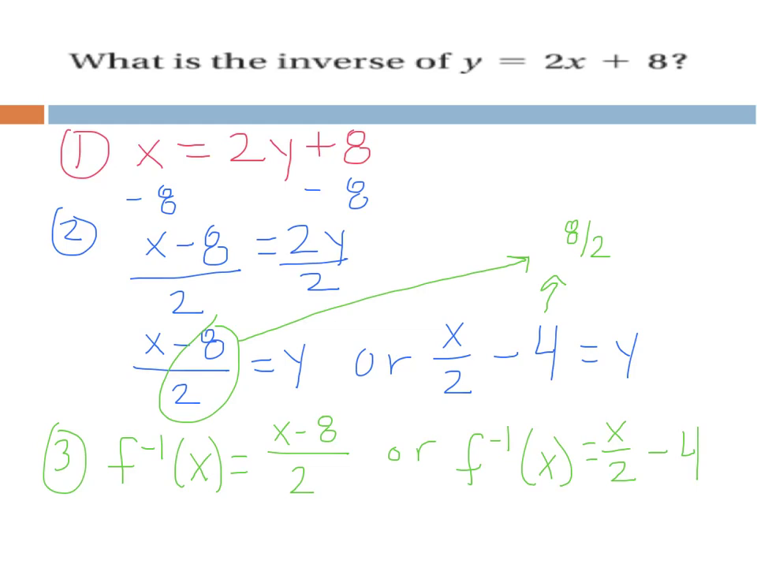Third step, write in the inverse notation. So the inverse function of f is going to be equal to whatever equation you had. And if you were wondering how I got this 4 here, you have to make sure to divide both terms by 2. So 8 divided by 2 is 4.